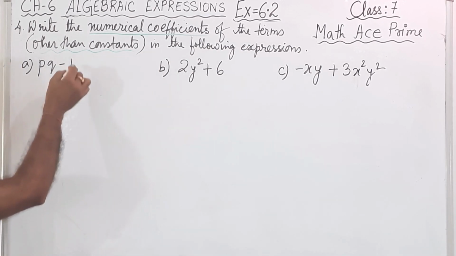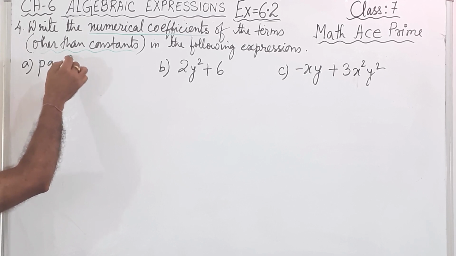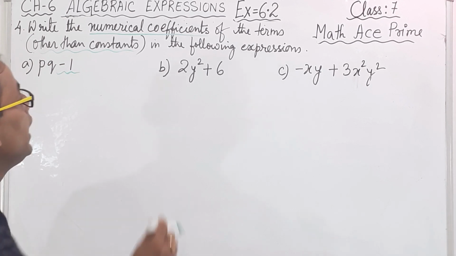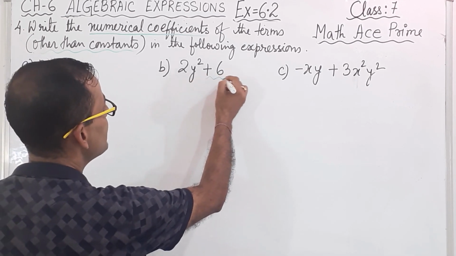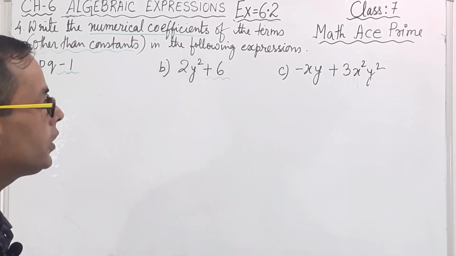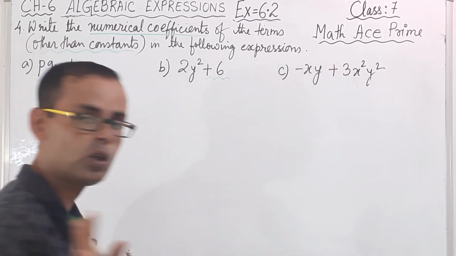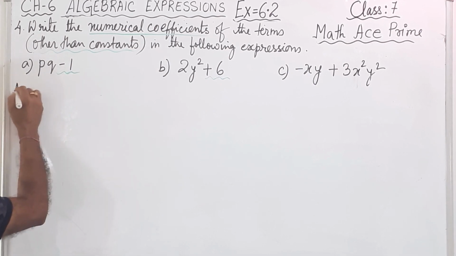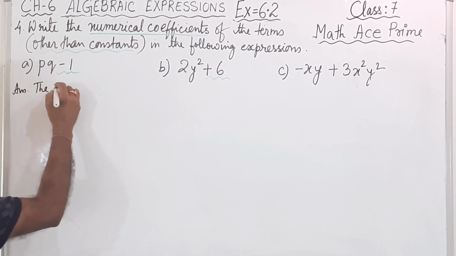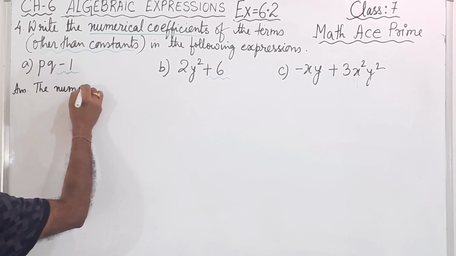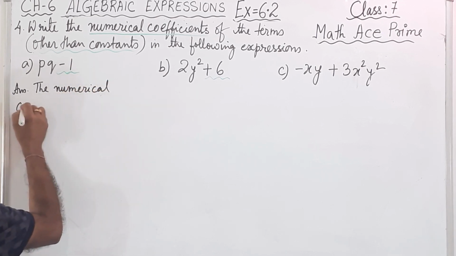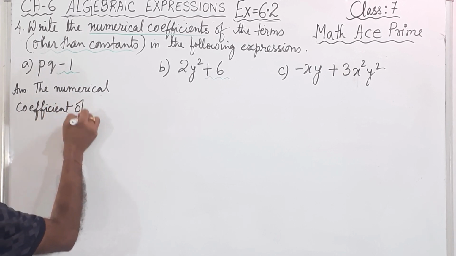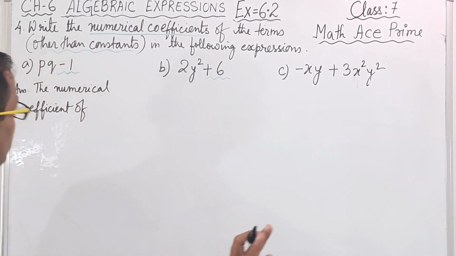Now here you can see minus 1. So this is what? Minus 1 is a constant. So we will not take it. And here the second one, plus 6. This is also a constant. So we will not take it. And here there is no constant. Now I will write the numerical coefficient. So the answer: the numerical coefficient of, now minus 1 is gone, it is a constant.